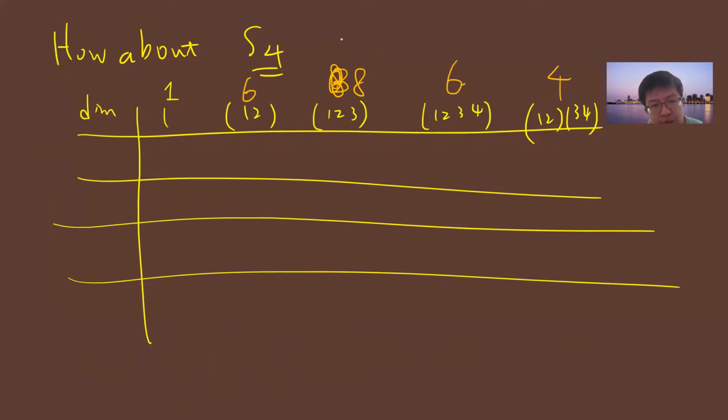Let me see why this is 8. Because you can choose 3 from 4, so you get 4 of them, and you get 1 2 3 and 1 3 2. So for each choice of 3 from 4, each of them counts 2, so it's total 8. So we have 5 irreducible representations.